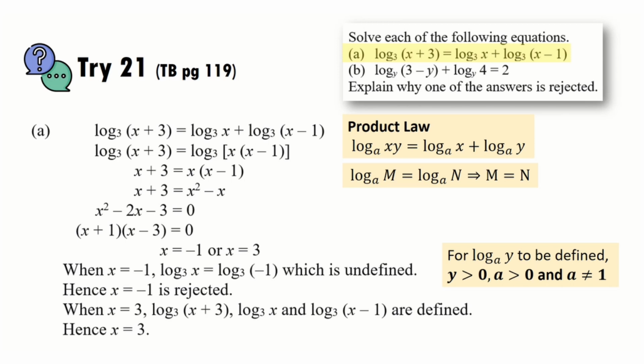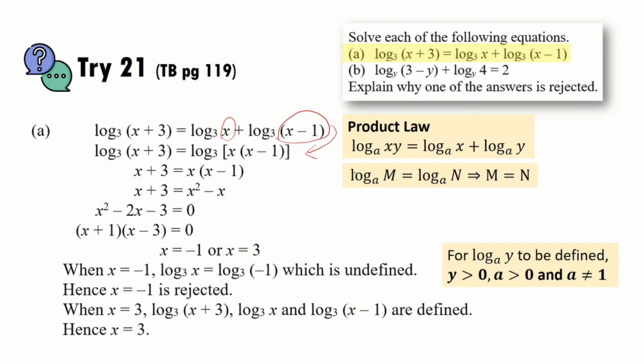We will now take a look at Try 21 from your textbook, page 119. We would like to solve each of the following equations and then explain why one of the answers is rejected. So in part A, we have log of x plus 3 base 3 equals log x plus log of x minus 1 base 3. How we will go about solving this question is that we will make use of the product law to simplify the right hand side to achieve log of x times x minus 1 base 3, where we combine x and x minus 1 together based on the law.